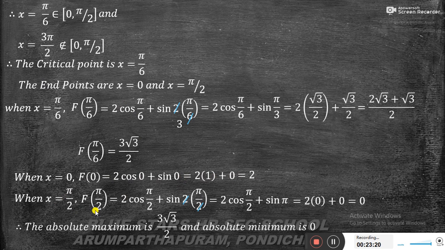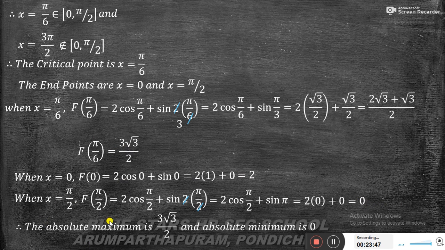Next x equal to pi by 2, f of pi by 2, 2 cos pi by 2 plus sin into 2 pi by 2. The 2's are cancelled. Cos pi by 2 is 0, so 2 into 0, 0. Sin pi is 0. So 0 plus 0, 0. Therefore we find out the three values. X equal to pi by 6, its value is 3 root 3 by 2. X equal to 0, its value is 2. X equal to pi by 2, its value is 0.